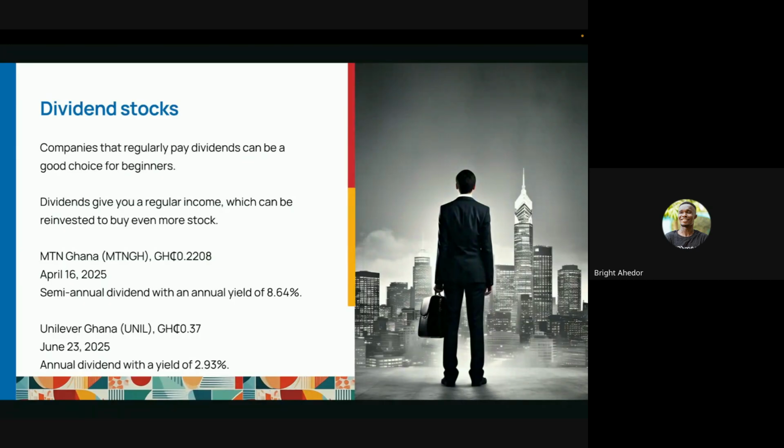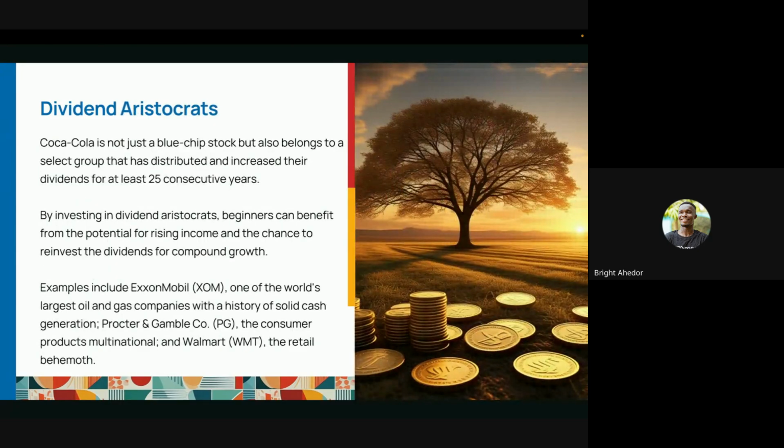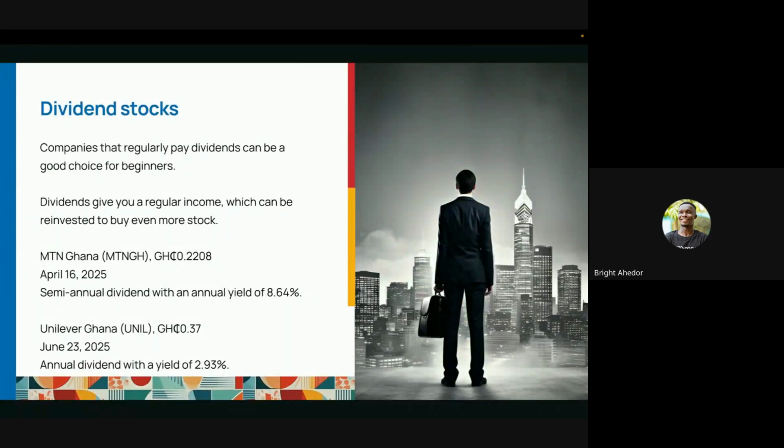Unilever in Ghana is also a dividend paying stock. As of June, they declared a dividend of 37 pesos that they are going to pay. So this tells you that Unilever is a dividend paying stock. And if you are somebody who buys only dividend stocks, then these are good options that you want to consider. Any question on the dividend side?